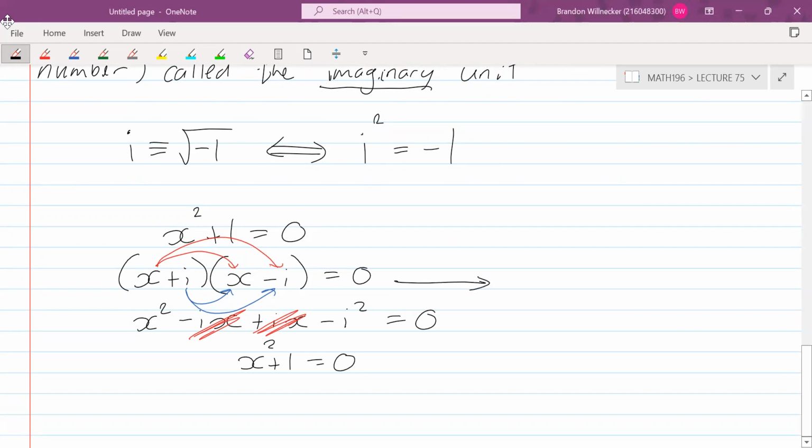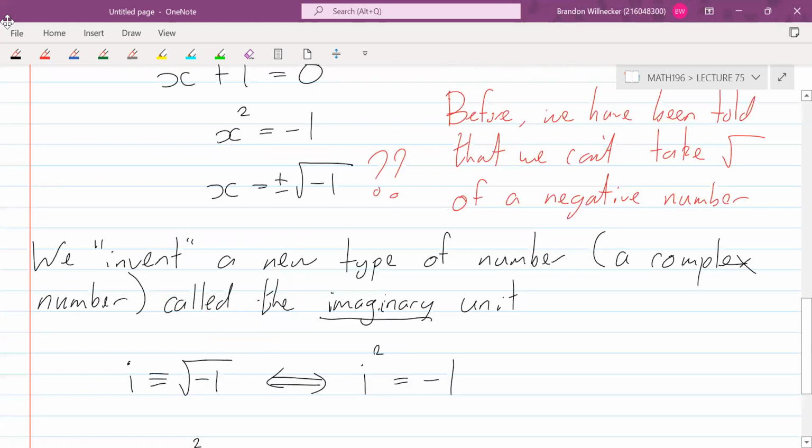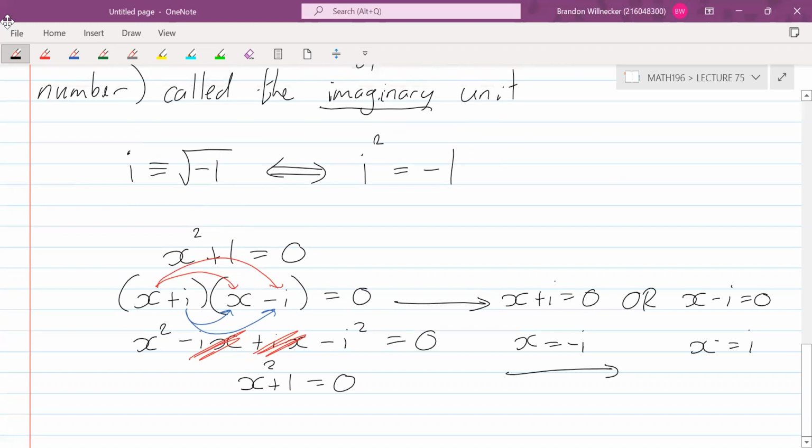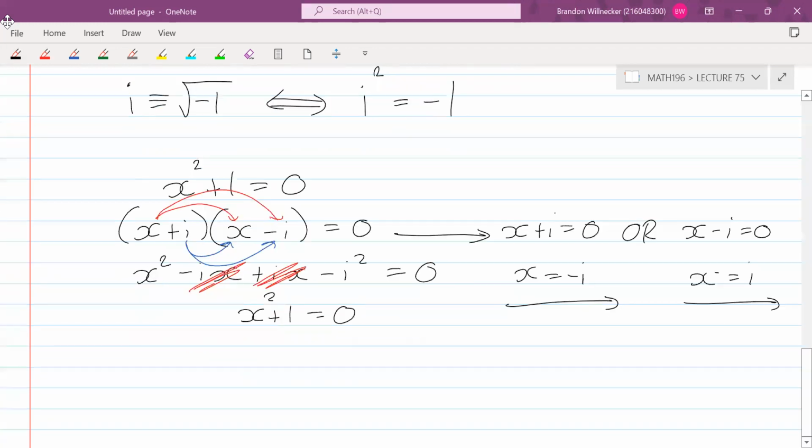So if we look at this, we're going to have two solutions from this. x plus i equals 0, so x equals minus i. Or x minus i equals 0, x equals i. So we see that we get the same solutions as before, plus or minus the square root of -1, but this square root of -1, we're going to call i. So we get these nice solutions, minus i and plus i. Okay, so this quadratic does have two solutions. The only issue is that they're not real solutions, they are complex solutions.